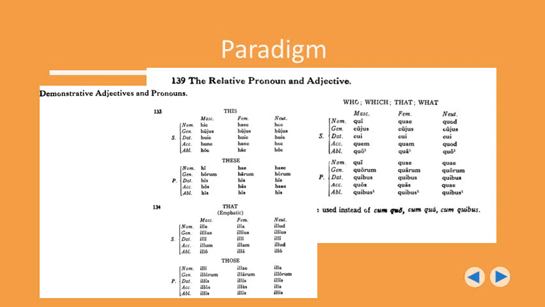And so this would mean like this road, of this road, to or for this road as an object, by, with, or from this road, okay? Or this river. So these are all this, not that. This and these, the near demonstrative pronoun. All right, let's move on, and we're going to start looking at some exercises.